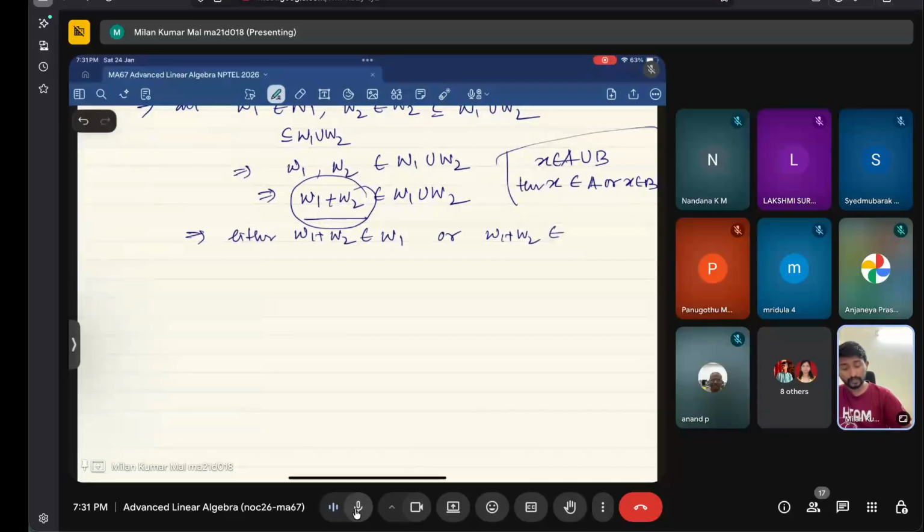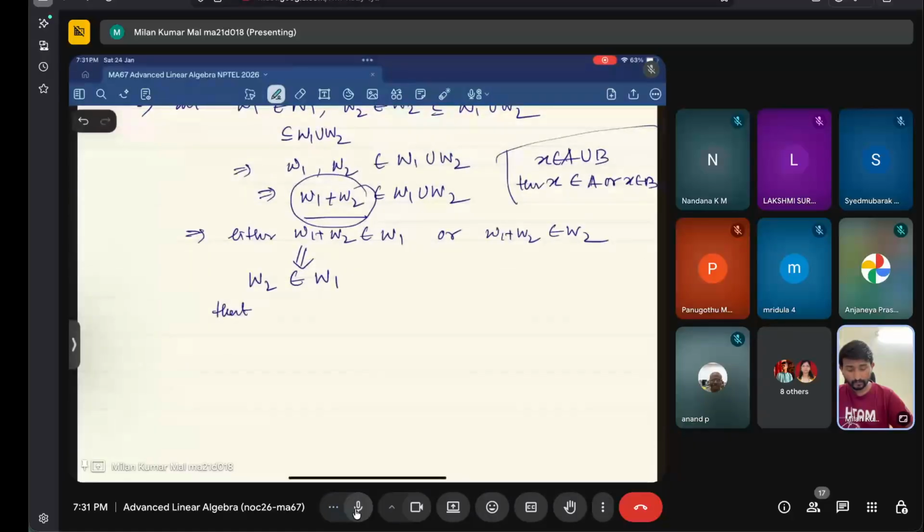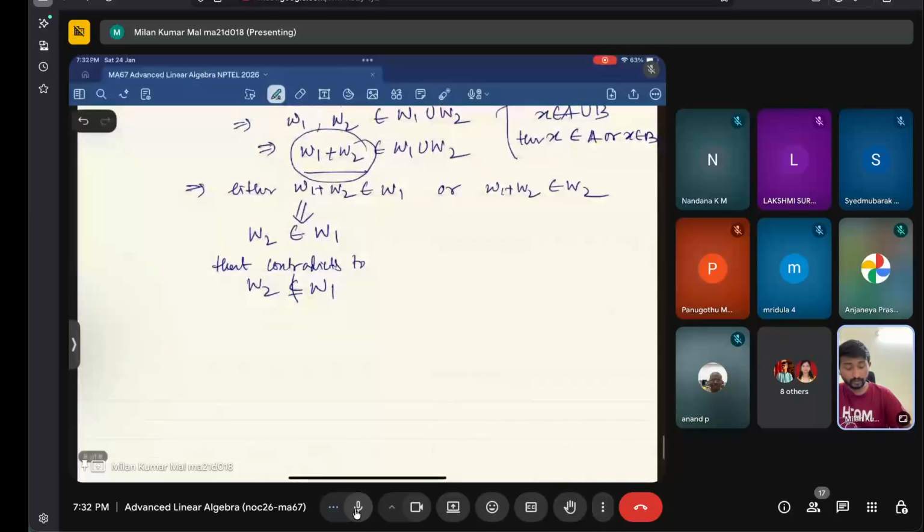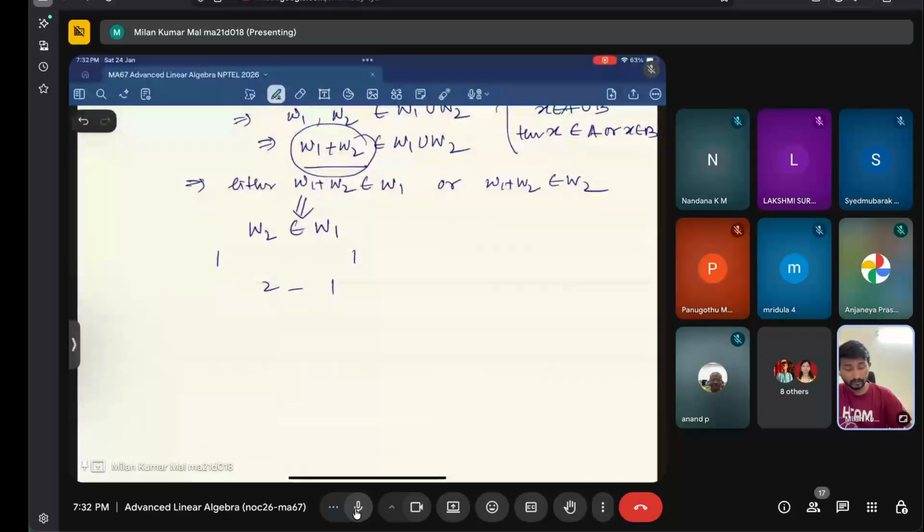If this happens, we know w1 is in capital W1, so that implies w2 is in capital W1, but that contradicts the fact that W2 is not a subset of W1, because w2 is an element, and this is true for every w2. So it is better to write this one. Okay, just a minute. And this holds for every w1, w2.